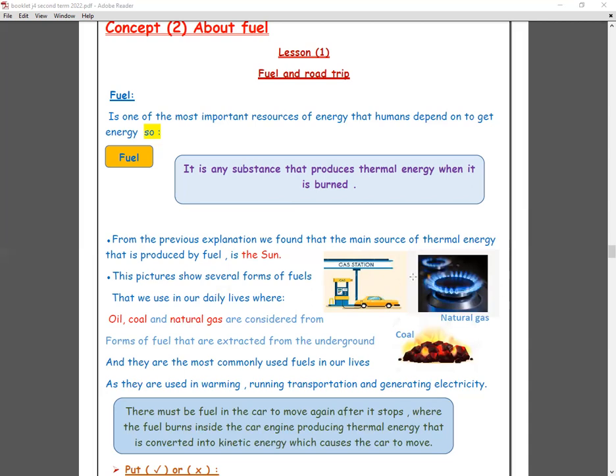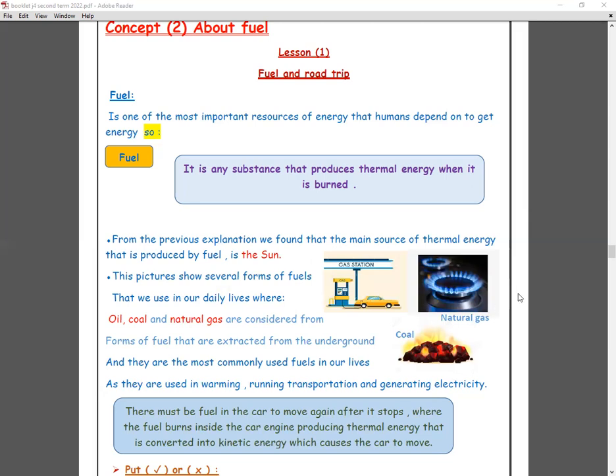I think these pictures can explain what the main uses of fuel are. For example, in the first picture, we have a gas station, and we go to the gas station to refill the car with fuel to make the car continue to move. So in the gas station, we need the fuel. In our houses, we also need fuel, which is natural gas, to cook. So at homes we need natural gas to use in cooking.